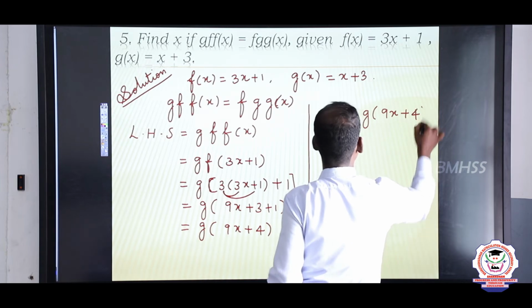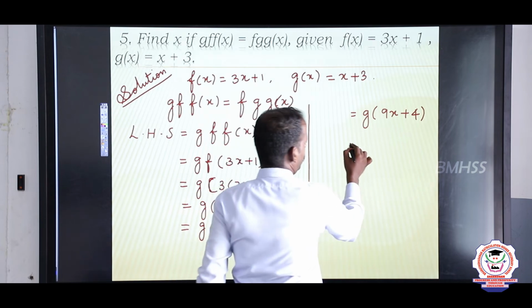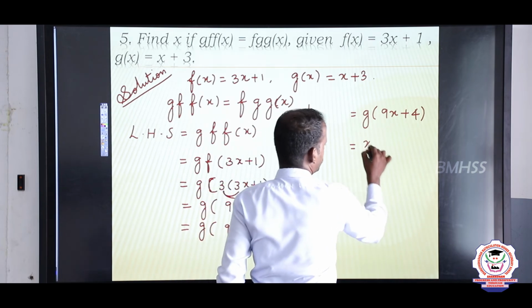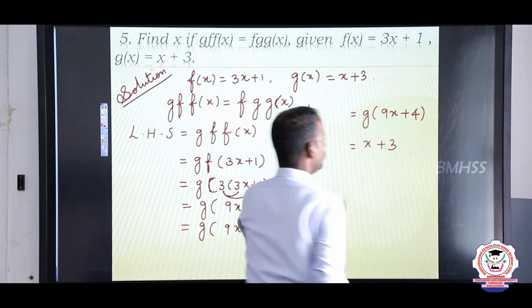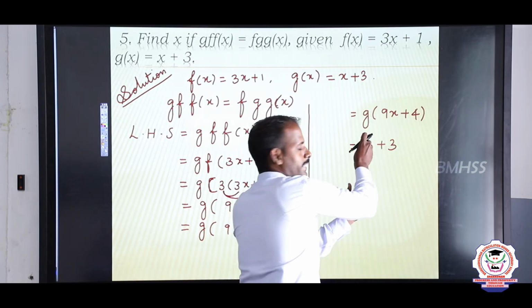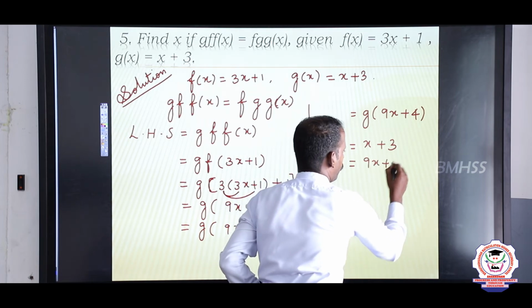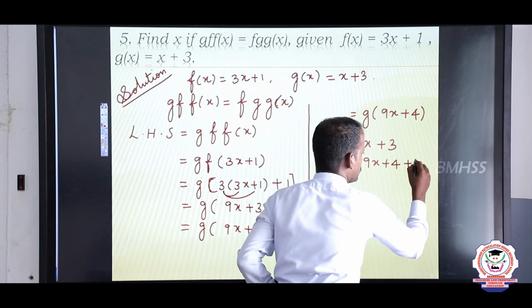So what is g of x value? Here g of x equal to x plus 3. So here x plus 3. Here x is 9x plus 4. So 9x plus 4, substitute in the x value. So here 9x plus 4 plus 3.